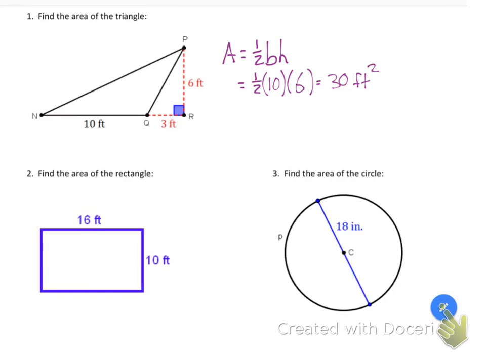2 is a rectangle. What's the area of that one? Length times width. Base times height. Doesn't matter. What's the width? 16. What's the height? Or width, or length. Doesn't matter. Right? If I start with 10, then I have to use 16. If I use 16, then now it's 10. Correct. What's 10 times 16? 160 feet squared.